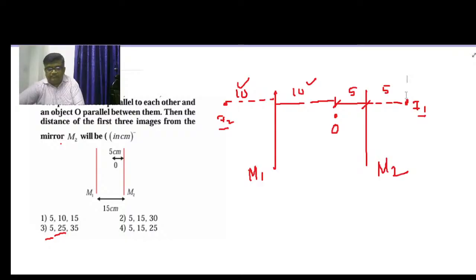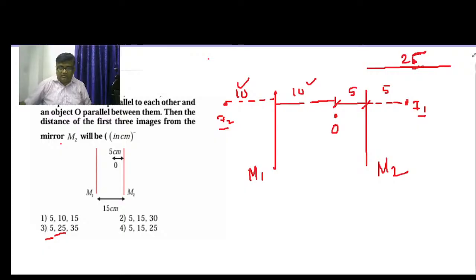Because it's asking from M2, we can say that is 10 plus 5, 15. 10 plus 5 plus 10, 15. So it will be 20, then 25. It will take another 25 here. I can say that it would be from M2 at what distance? It will be 25. 25 is already covered. So possibly we have to consider this I1 only then.